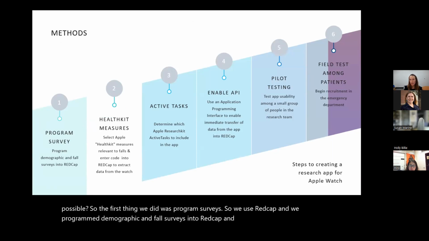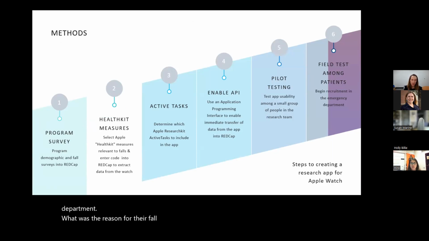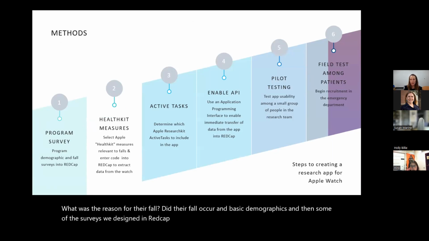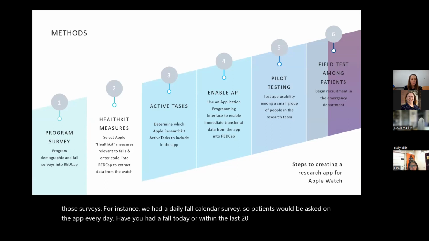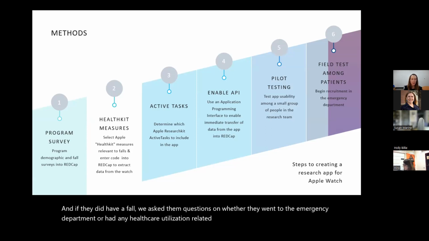And some of these were research staff administered. So they would ask patients when they met them in the emergency department, what was the reason for their fall, when did their fall occur, and basic demographics. And then some of the surveys we designed in REDCap were designed so that patients could answer those surveys. For instance, we had a daily fall calendar survey. So patients would be asked on the app every day, have you had a fall today or within the last 24 hours? And if they did have a fall, we asked them questions on whether they went to the emergency department or had any healthcare utilization related to that fall.